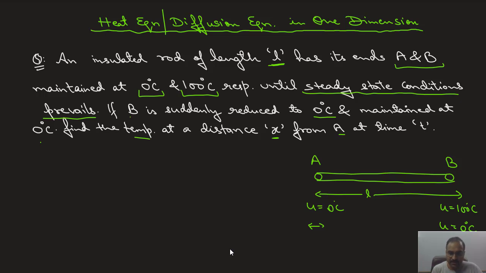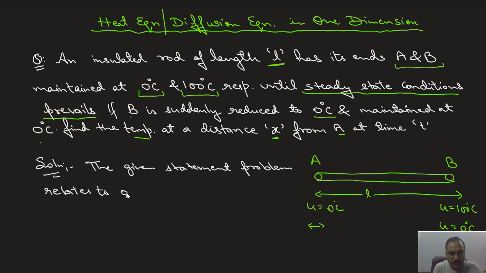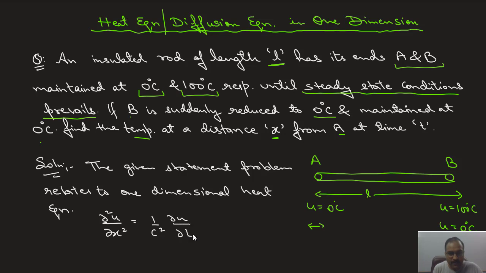Since it is a statement of heat flow, the one dimensional heat equation will be applicable. So the solution of this problem relates to the one dimensional heat, or diffusion equation, that is, ∂²u/∂x² = (1/c²) ∂u/∂t. Let it be equation number 1.